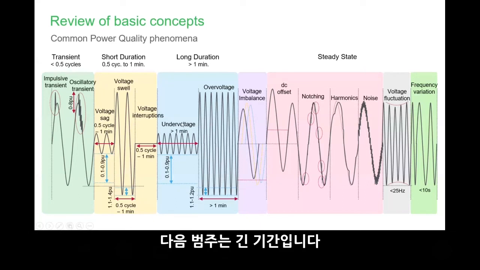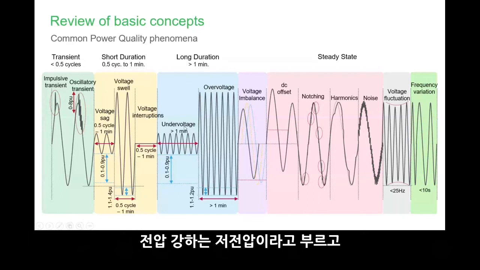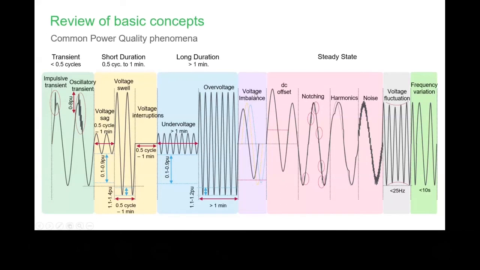All right, so the next category is under the long duration, which is greater than 1 minute. Voltage interruption we call sustained interruption. Voltage sag now we call undervoltage. Voltage swell we call overvoltage. Okay, next category is voltage imbalance. Voltage imbalance is where the voltage is no longer balanced. All right, and then this is under the waveform distortion.